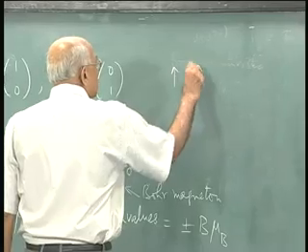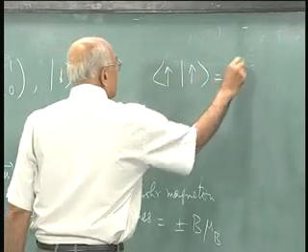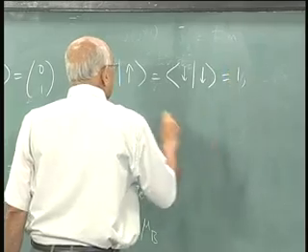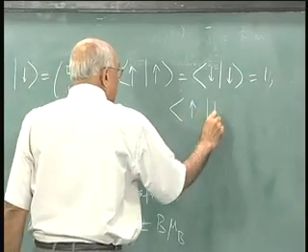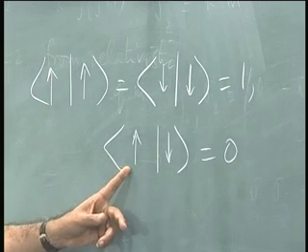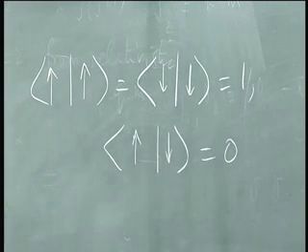So, and the other way about too. The complex conjugate of this is just going to bring this here and that there, and that is also 0. Okay.